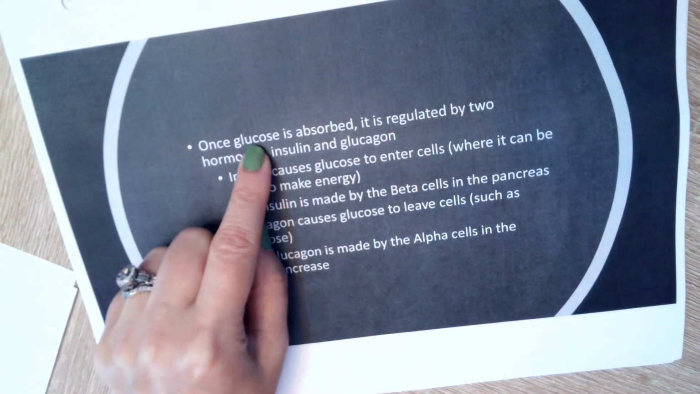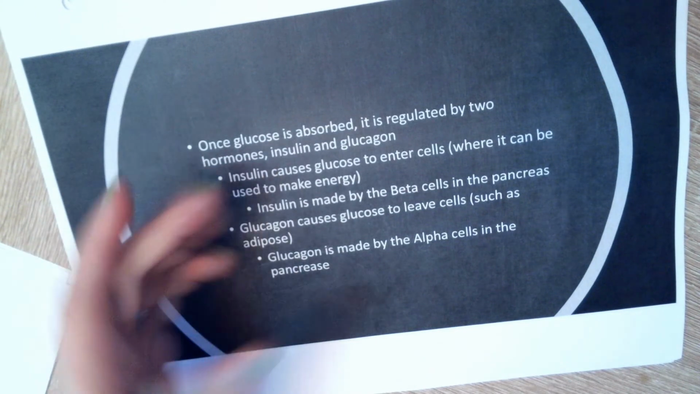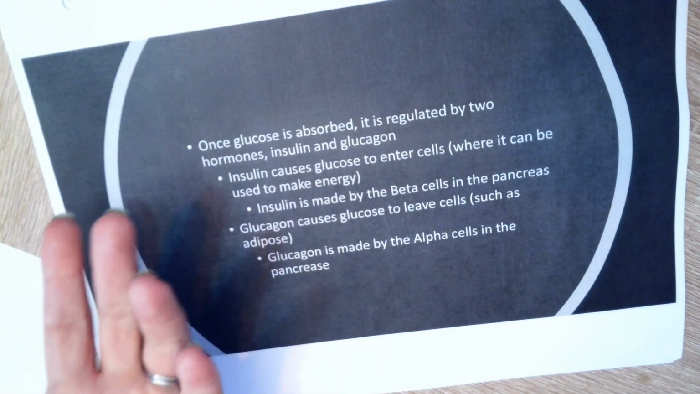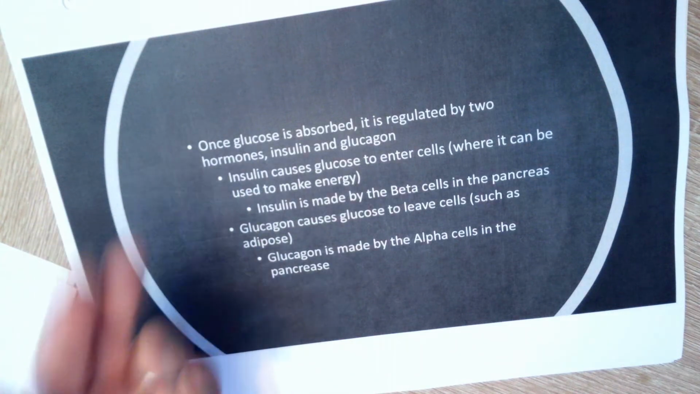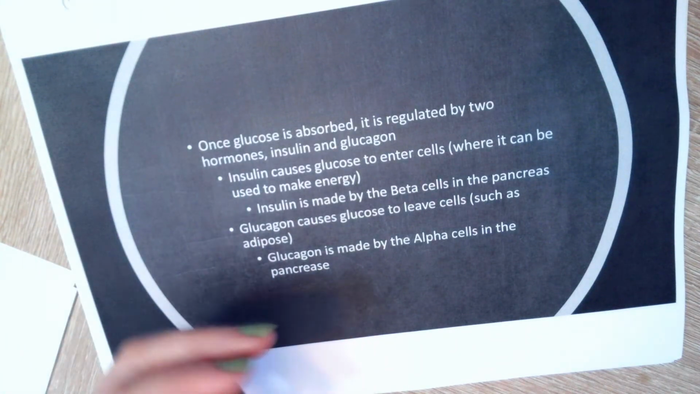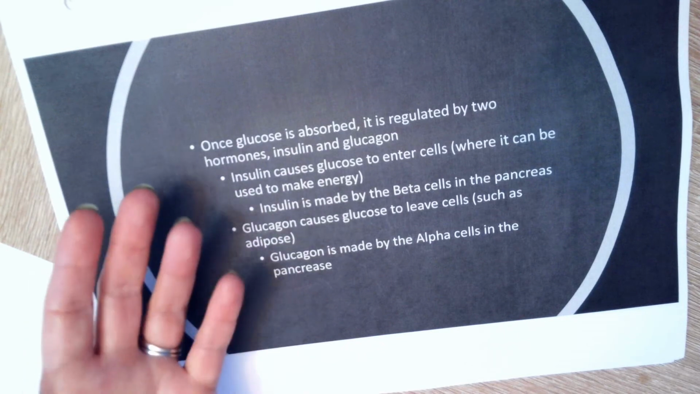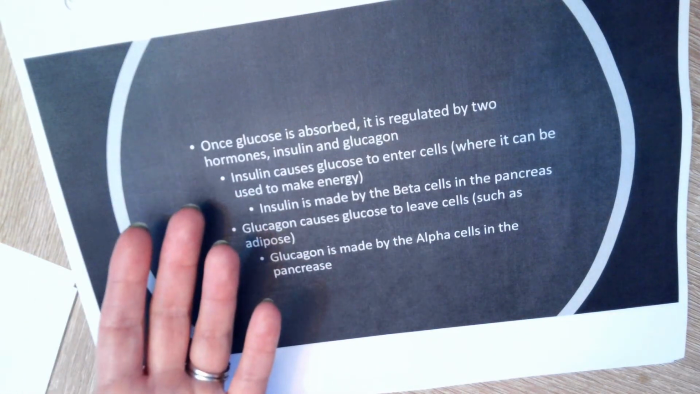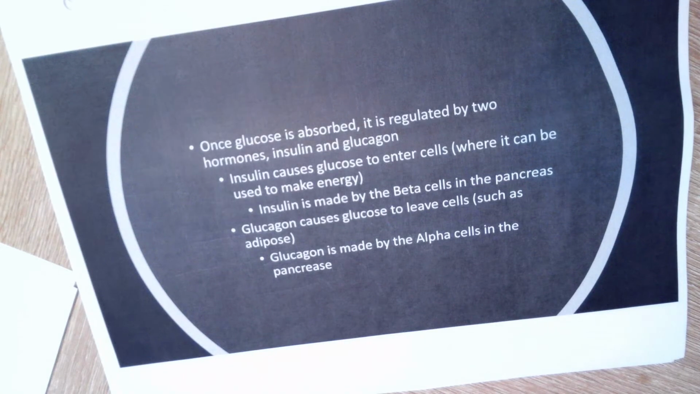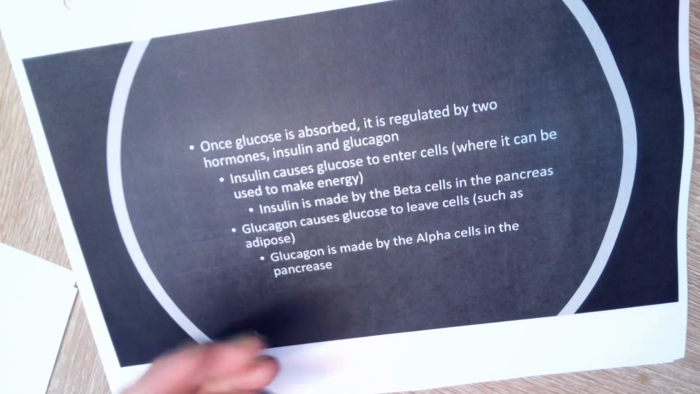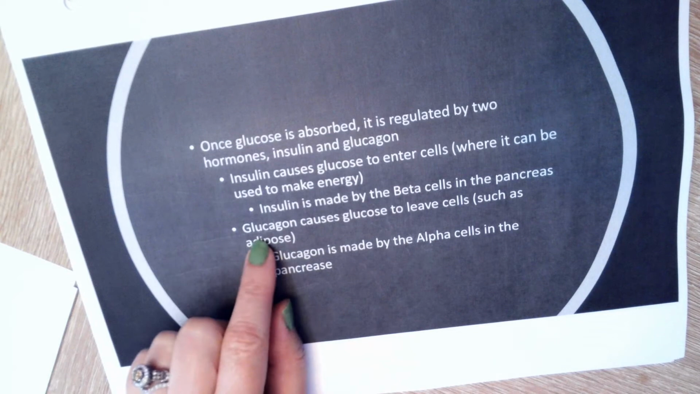Okay, now once we have our glucose, we have two opposing hormones, insulin and glucagon. Insulin takes the glucose out of the blood, puts it into the cells. Insulin is made by your beta cells in your pancreas. It's released after you've eaten and when you are in the process of absorbing glucose, so that you can take that glucose and put it into your cells.